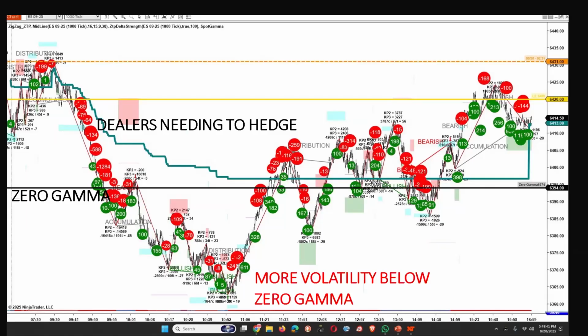And it's also interesting when we're above 0 gamma, where we found the initial support right on the open. And there really is a reason for that, because at that point we were in positive gamma. It was a big strike. And we did initially find, for a few minutes, some support. The green and red dots that you see on this chart are a proprietary Zone Trader indicator called delta strength.